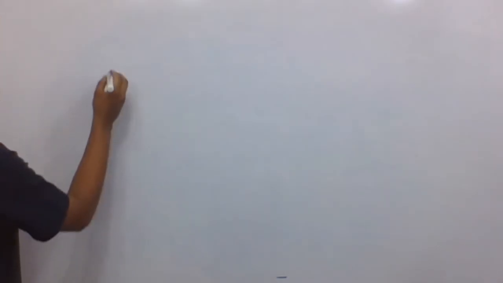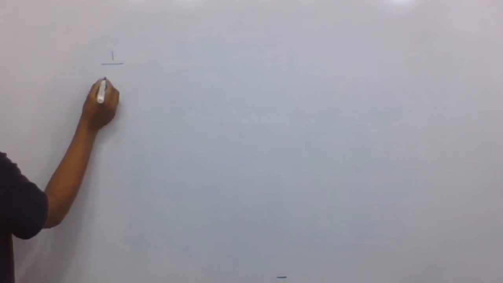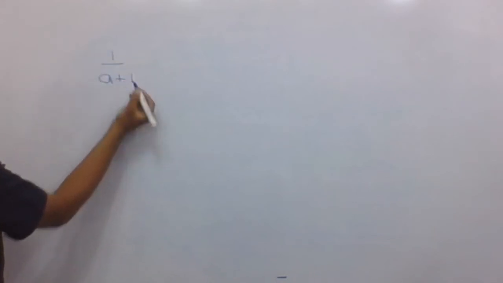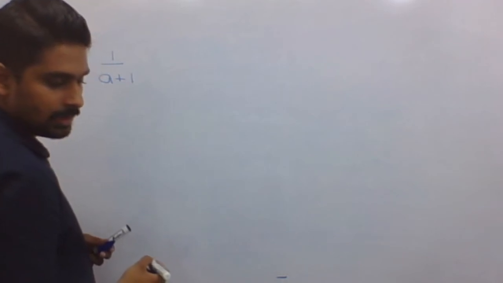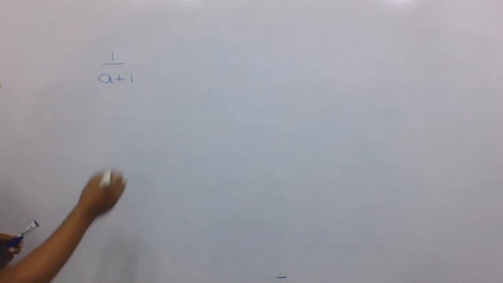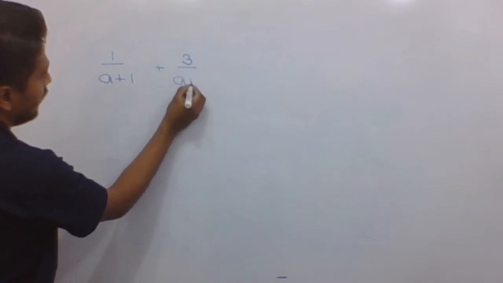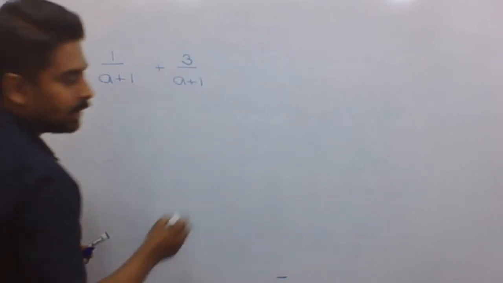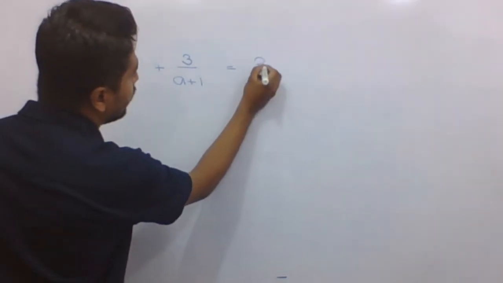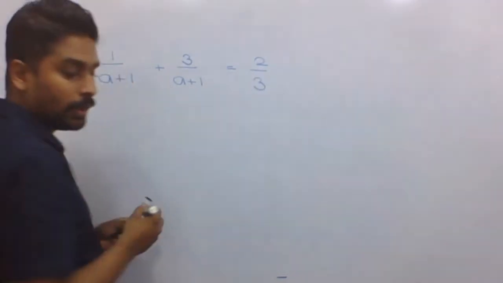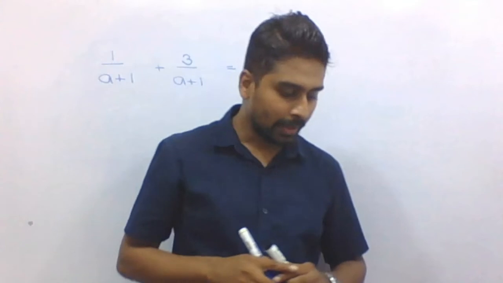1 over a plus 1. The next one is plus 3 over a plus 1 equals 2 over 3. Equals what? Equals 2 over 3. Right. Look at this question.